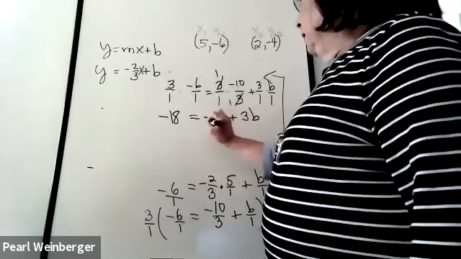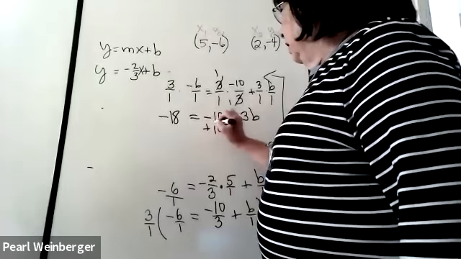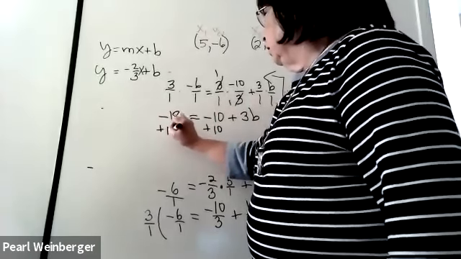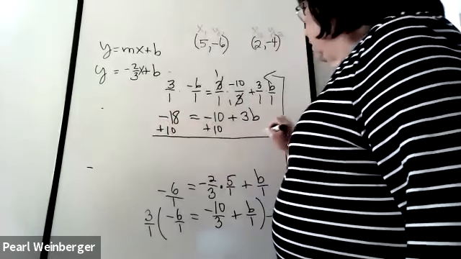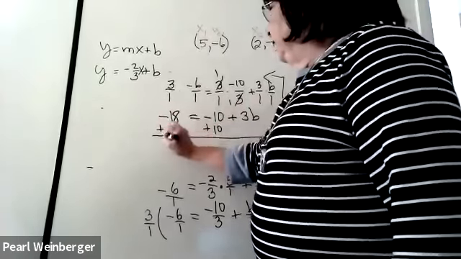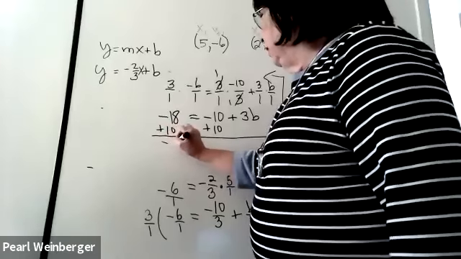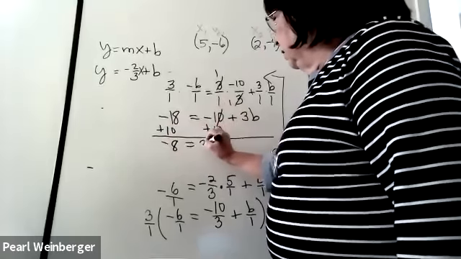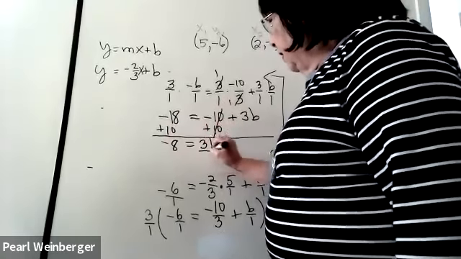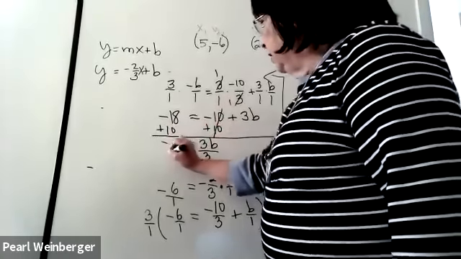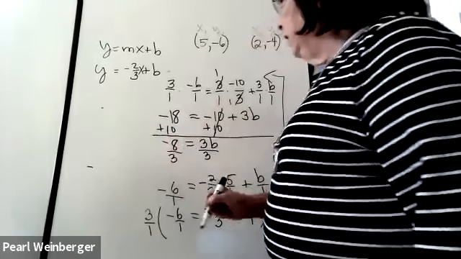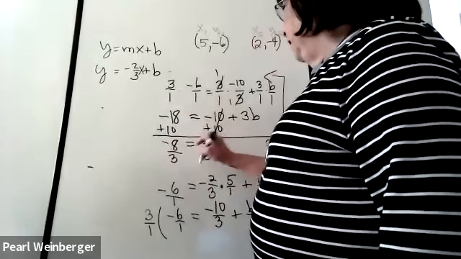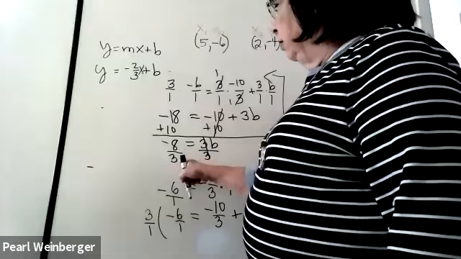To finish this up, I'll just add 10 to both sides. This will be negative 18 plus 10, which is negative 8. And this cancels out, and this gives me 3b. And I'll divide by 3. And here it turns out that my b is negative 8 over 3.